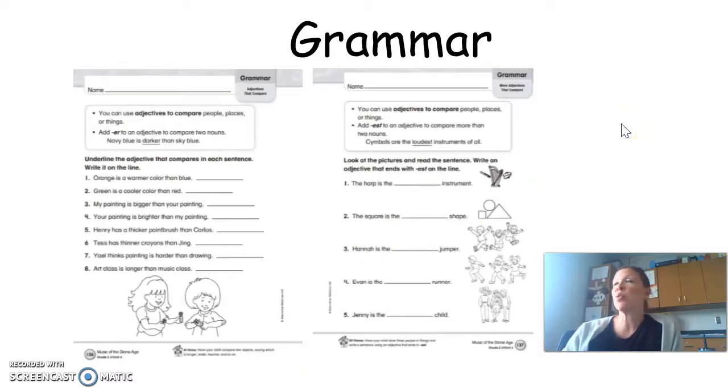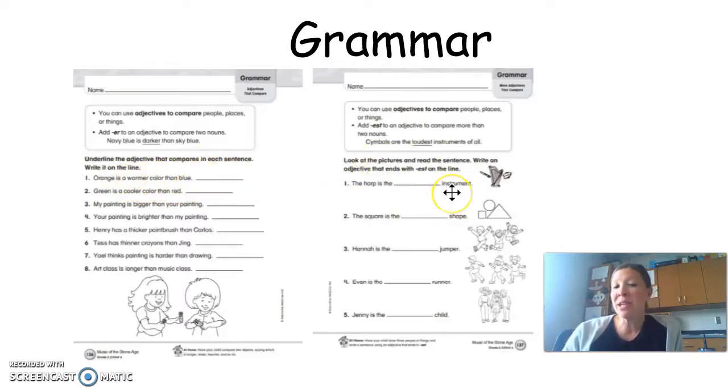Earlier this year, we did a comparatives book where we had small, smaller, smallest, large, larger, largest, fast, faster, fastest. So you're going to use those today in your writing. It says underline the adjective that compares in each sentence, write it on the line. Orange is a warmer color than blue. Oh, warmer, so I'd underline it, and then I'd write it on the line.